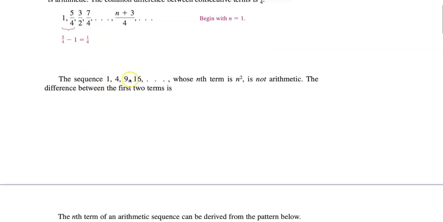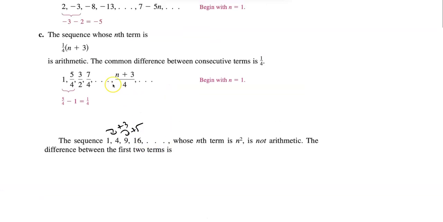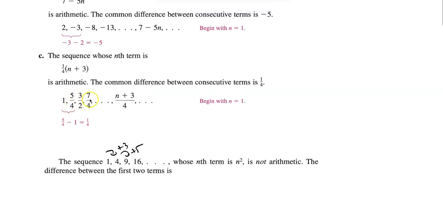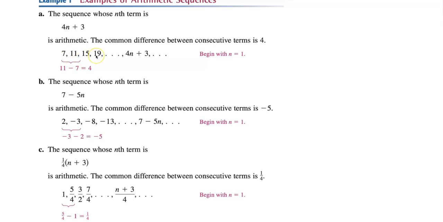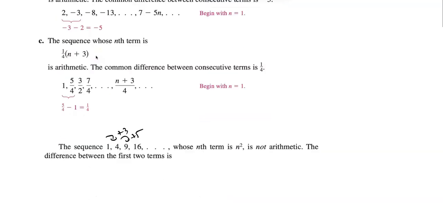Now, here's an example of not an arithmetic sequence. 1, 4, 9, 16. It's like plus 3, plus 5, so that's not arithmetic. What they're doing is squaring each term. So remember, arithmetic has to be the exact same thing every single time. This one is going plus 1/4, this is going minus 5, this is going plus 4. You have to add or subtract the same thing every single time to be arithmetic.